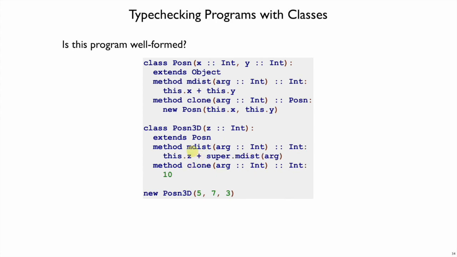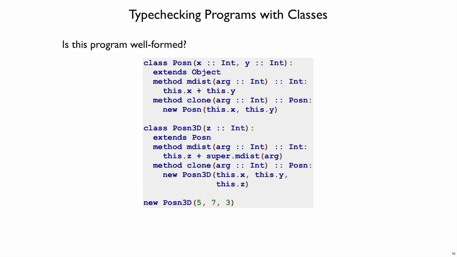Okay, what if we then go back to our mdist that was okay, and I add a clone method that is returning integer instead of Posn? Same deal here. Clone changed the result type, so that's not okay. So now I've changed the result type of clone to be Posn, just like it was in the superclass method, but I'm returning a Posn3d. This Posn3d construction is just fine.